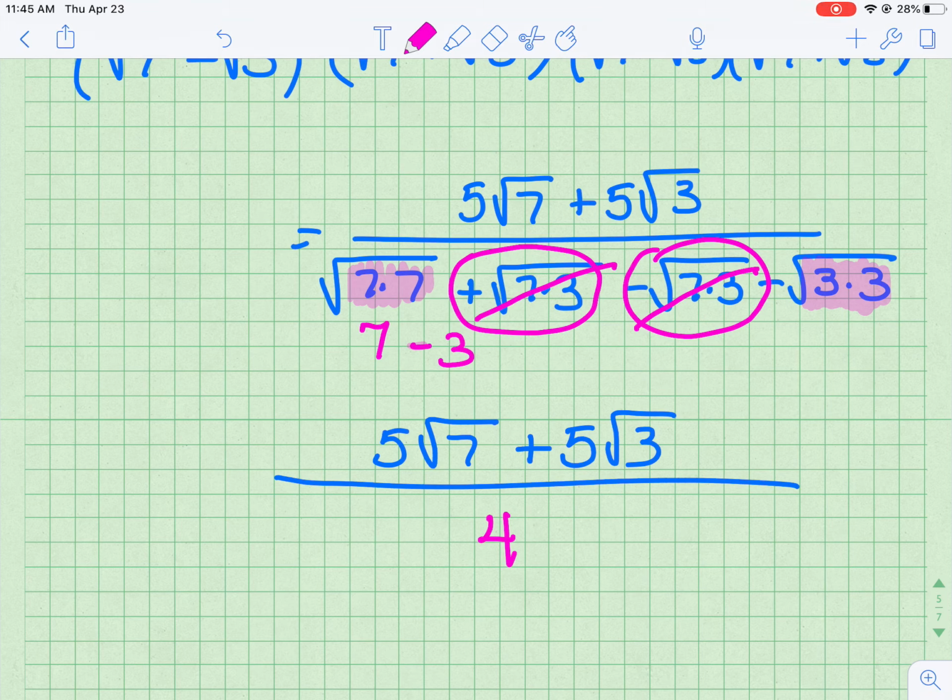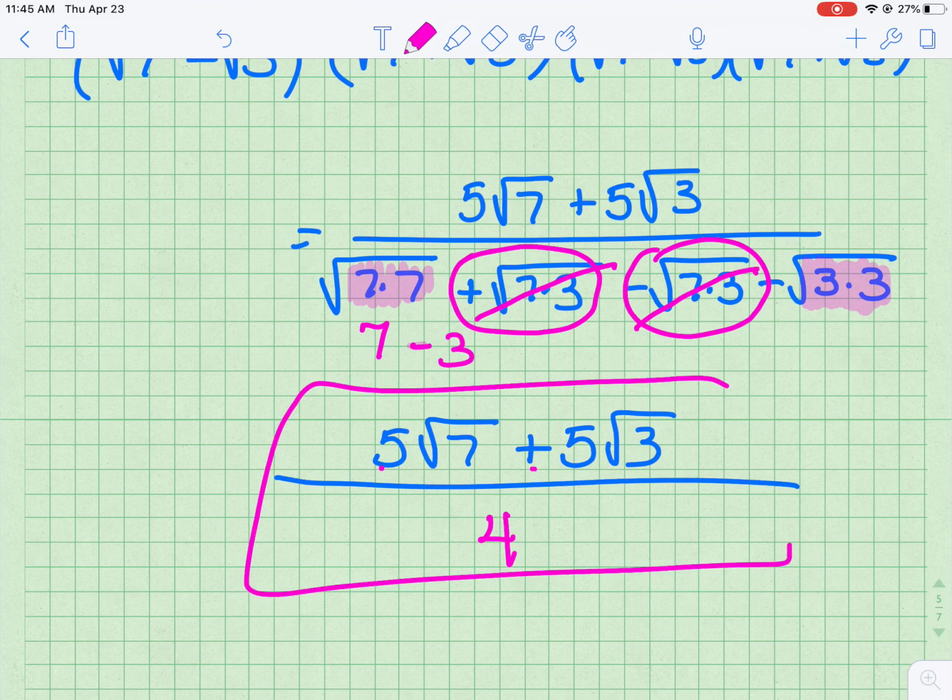And there's actually nothing that can be canceled out because the outside numbers are 5, 5, and 4. There's nothing that goes into 5, 5, and 4. Therefore, we are done. I'm going to pause it here. I'm going to create a second video for the next ones.